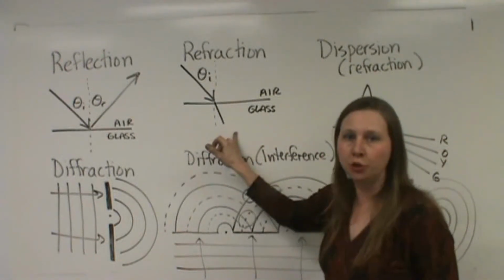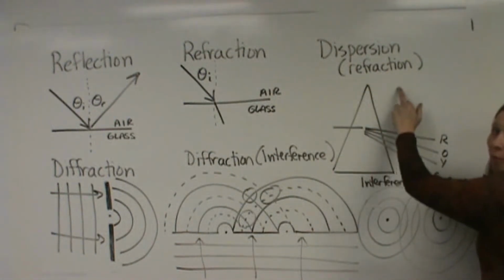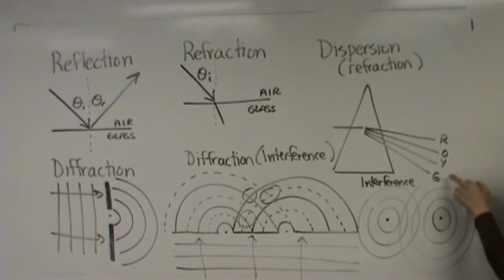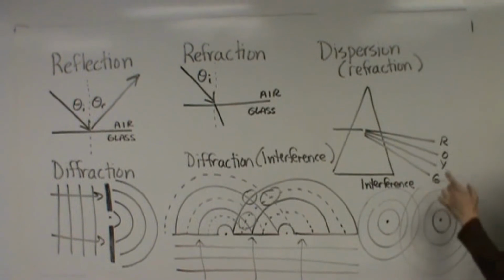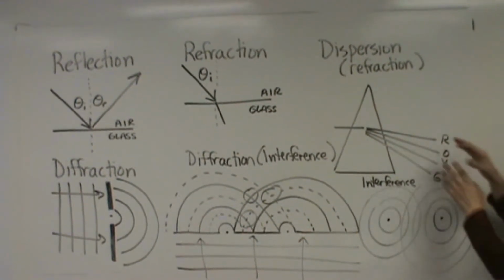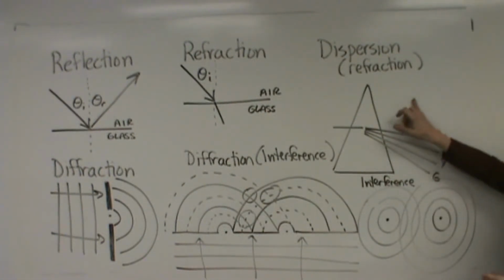Here, dispersion, a form of refraction because the light is bending, but because green bends more than red and purple, violet, bends more than all of these colors, they will separate. The different colors will separate. Dispersion, a form of refraction, the bending of light.